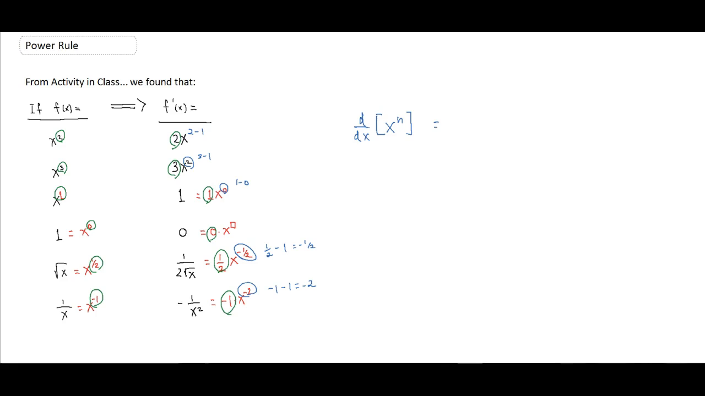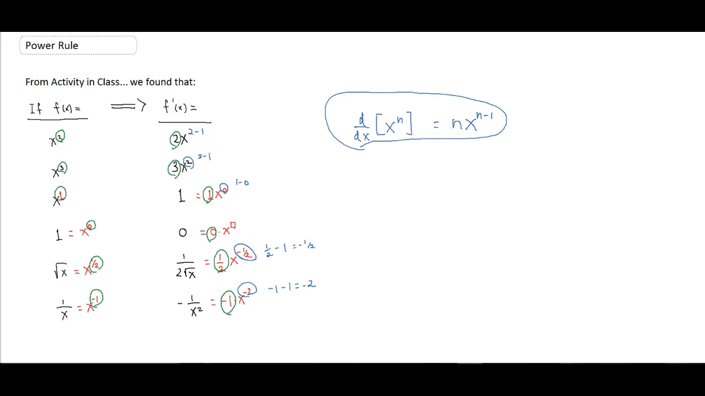Now this can be written as, notice that the original exponent n is going to come down as the coefficient, and the new exponent is going to come from subtracting 1 from the original exponent. So this rule is going to be called the power rule. So using this power rule, let's do a few quick examples.